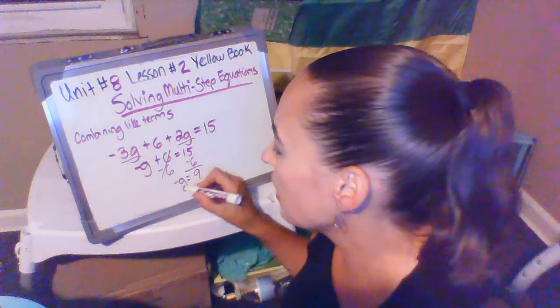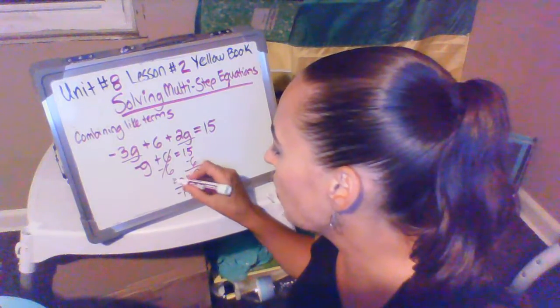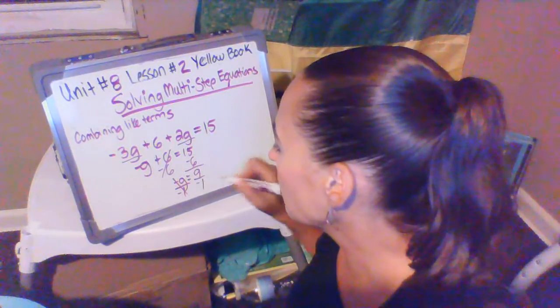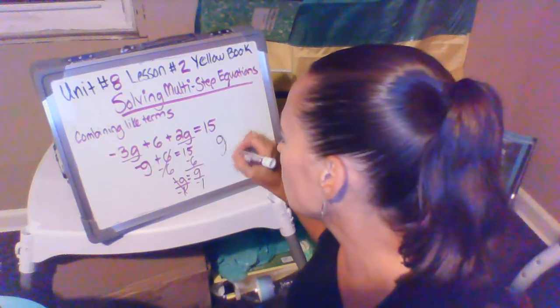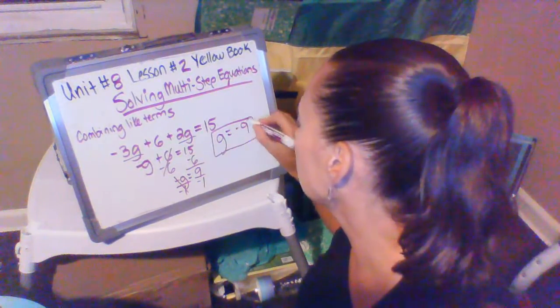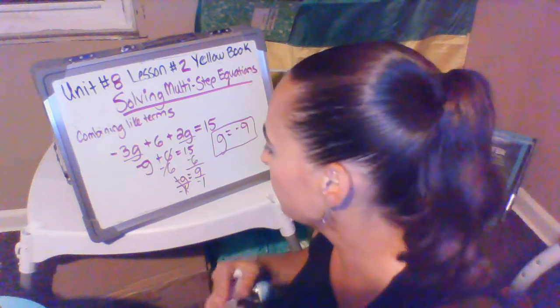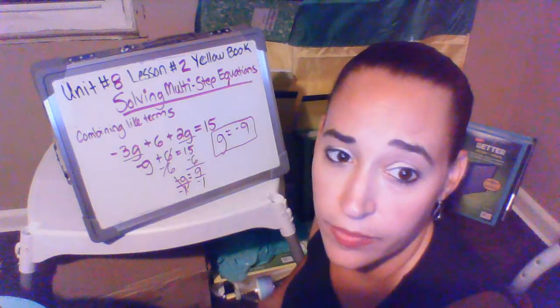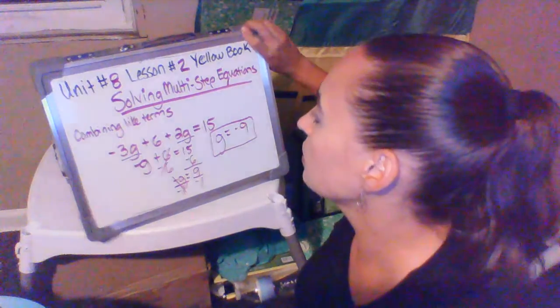To get rid of that negative, I got to divide by negative 1. So it's saying g equals negative 9. All right, let's try another one.